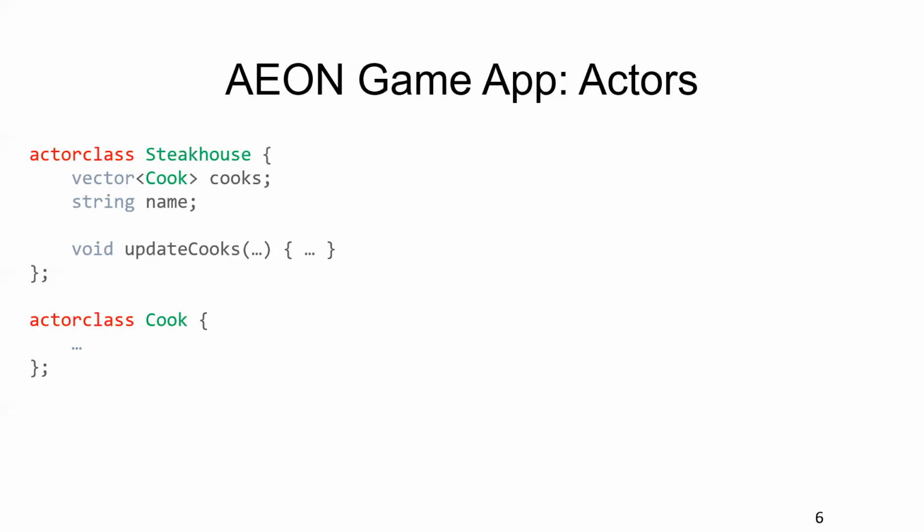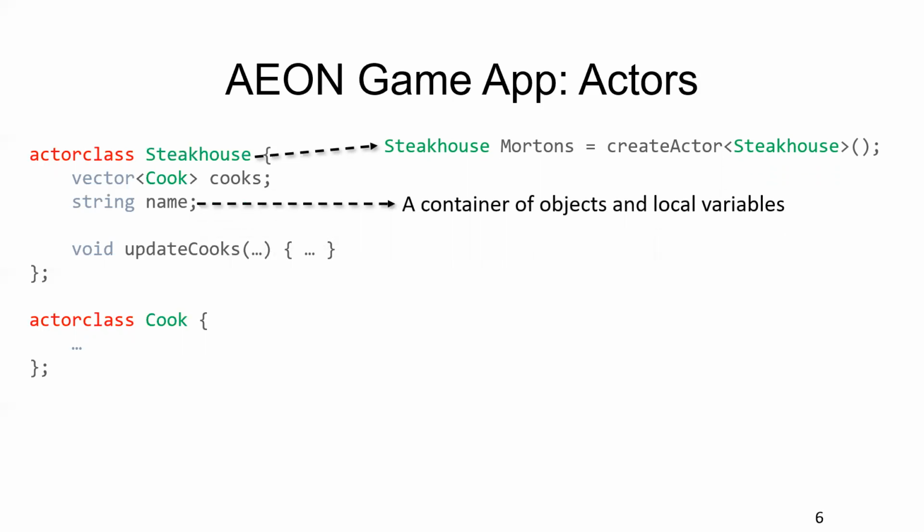So in AEON, you can use the keyword actor class to define an actor type. Then you can use the create actor API to create a new actor from an actor class. An actor is a container of objects and local variables. You can define the objects in the fields of the actor class. In AEON, you cannot access the fields of actors directly. Instead, you can only access the actor through its methods.